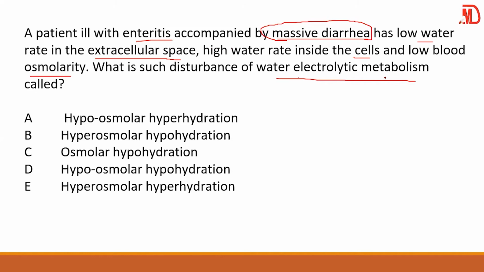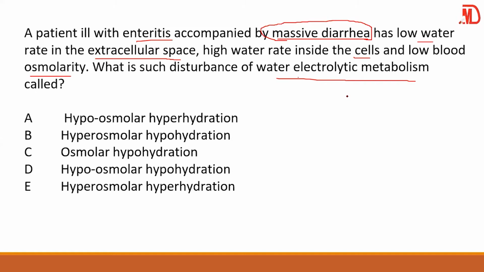So one, we have isoosmolar dehydration. This is based on a proportional volume decrease of fluid and electrolyte. Examples are acute renal failure and blood loss. So in blood loss, we have what? Isoosmolar, because the same amount of fluid that is lost, the same amount of electrolyte is also lost. So we call it isoosmolar.